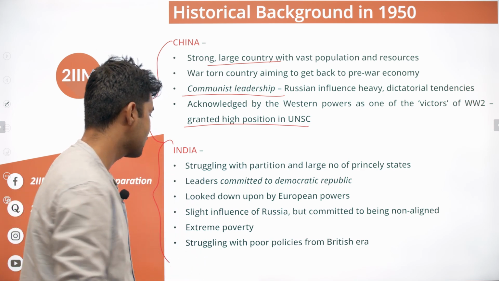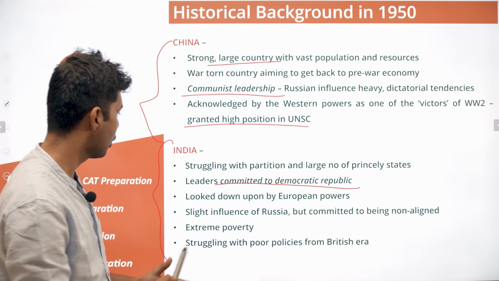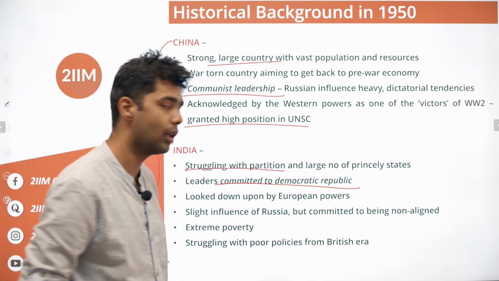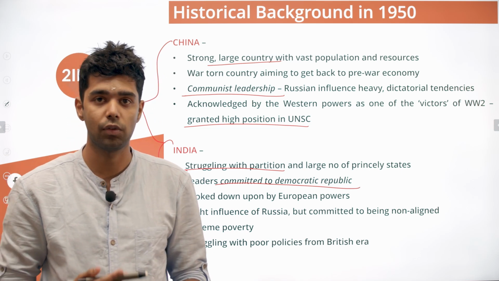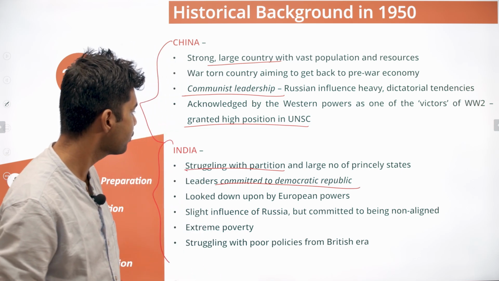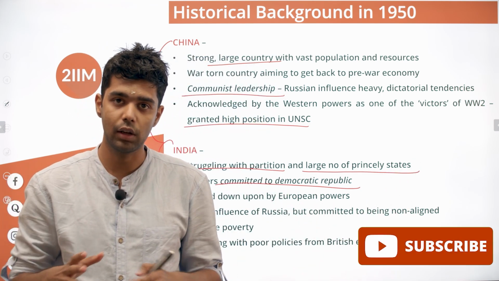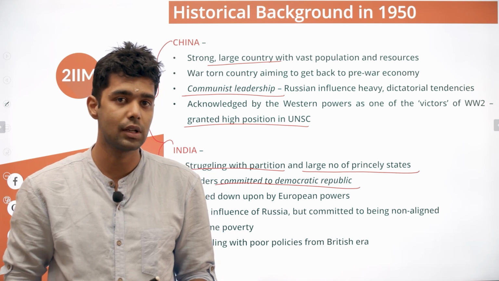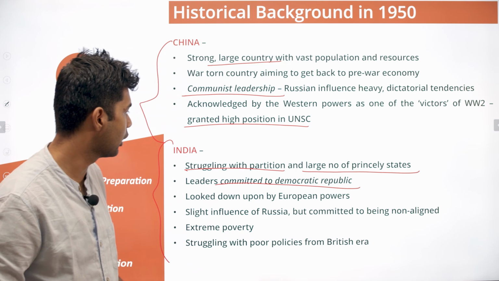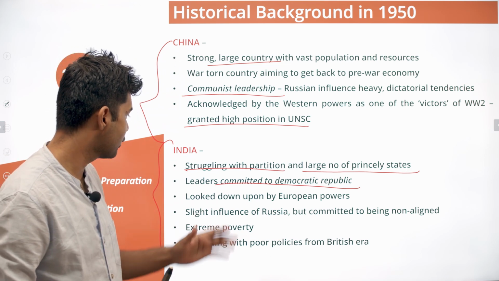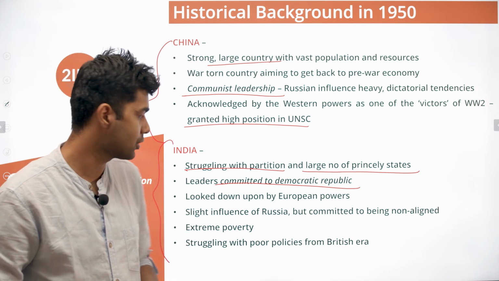About India, our leaders had committed to becoming a democratic republic, and we were also struggling with partition. India and Pakistan had forcibly partitioned, and the partition line was very artificial. It was done by the British people. And we also had to deal with a large number of princely states, something close to 500 within the Indian boundary. So they had to be integrated. It was a duty of the government to integrate all that. That took a lot of political work, and it was draining the economy to some extent.